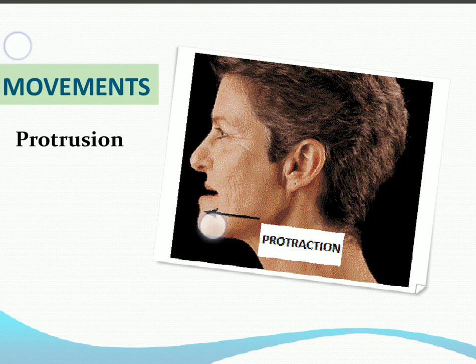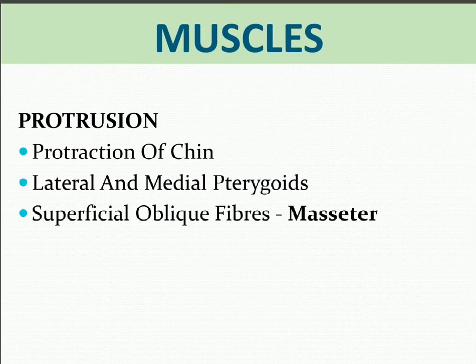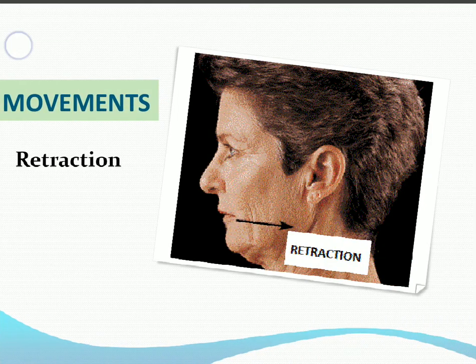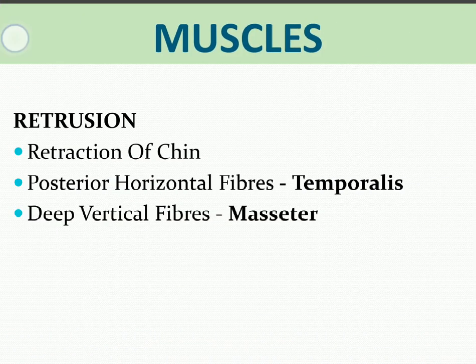Protrusion is drawing the mandible forwards. It is also known as protraction of the chin, and both the pterygoids and masseter, especially the superficial oblique fibers of the masseter and the lateral and medial pterygoid, play a role in the protrusion of the mandible. Retraction is drawing the mandible backwards. It is known as retrusion or retraction. Deep vertical fibers of the masseter are involved in retrusion, as well as the posterior horizontal fibers of the temporalis.